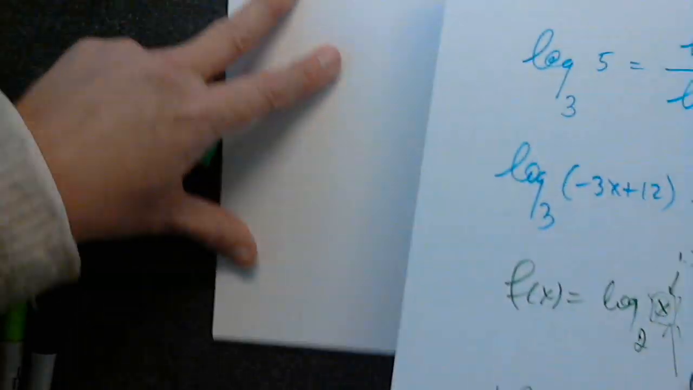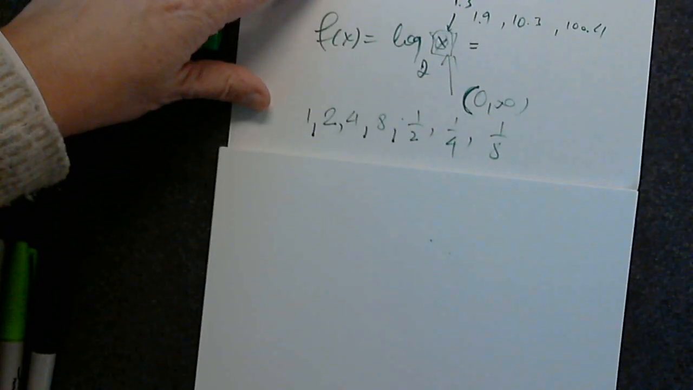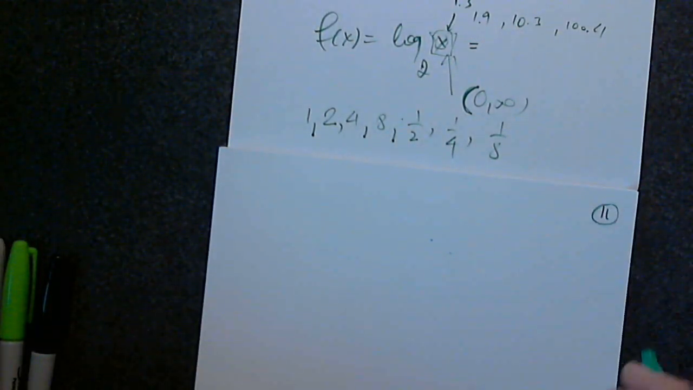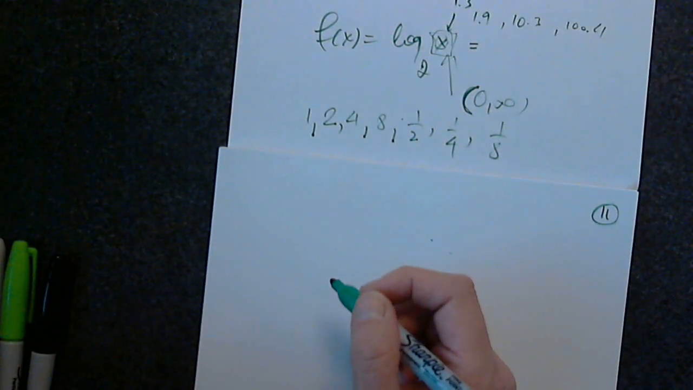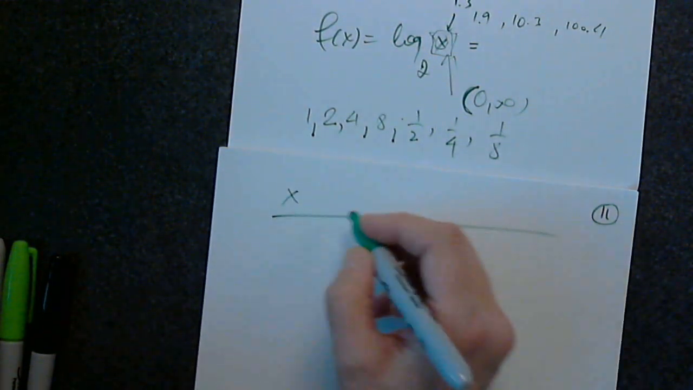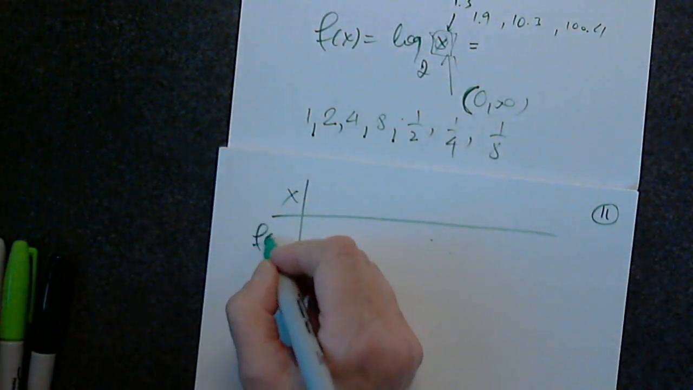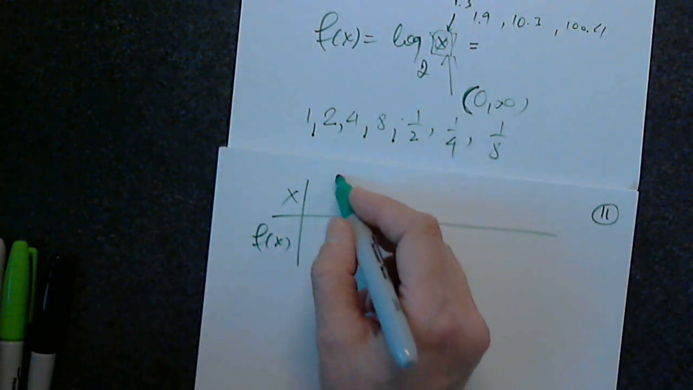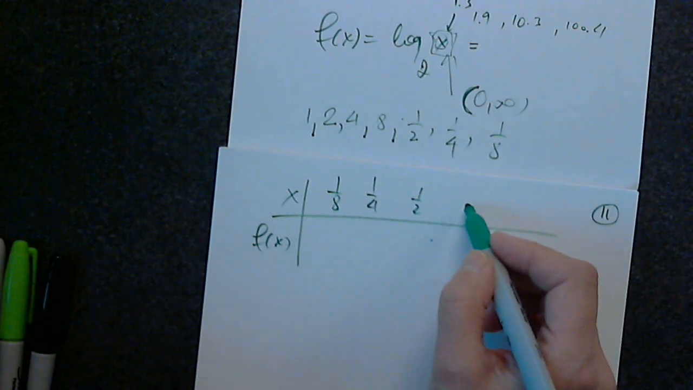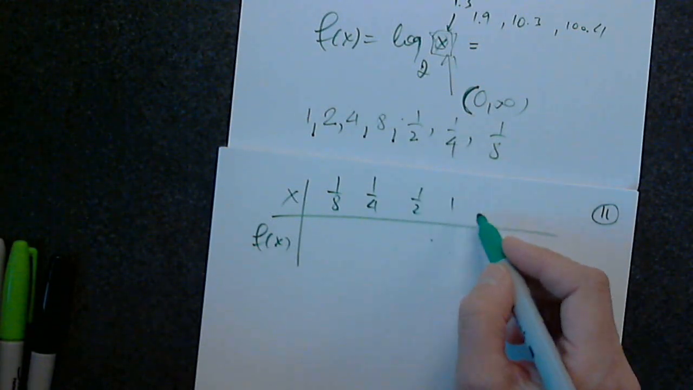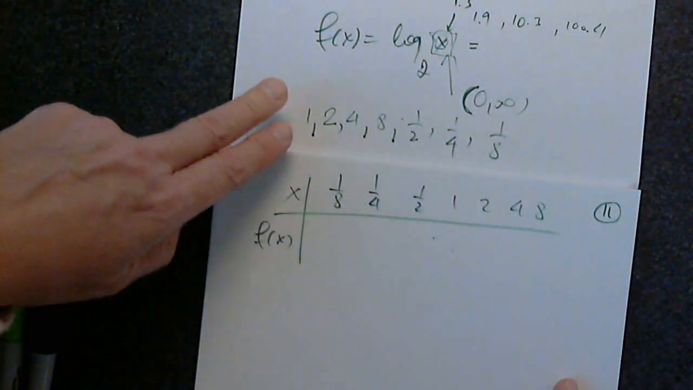Let's make a table so we can put all those values. Very good question, Bob. Thank you. Can you teach this class for me? One day. Great. Okay, so I have this f of x, and I want to plug in these numbers: 1/8, 1/4, 1/2. I put them in correct order. 1, 2, 4, and 8.